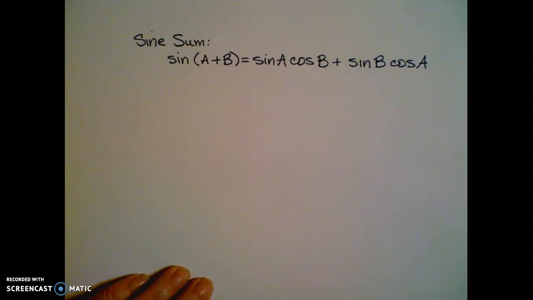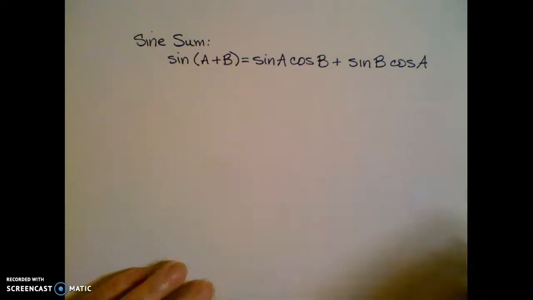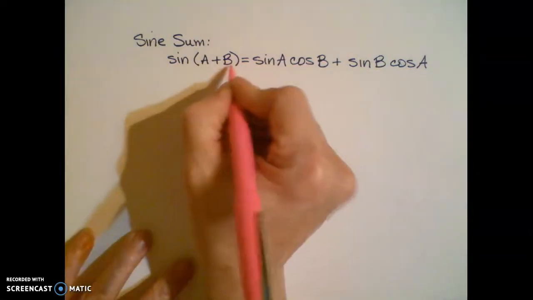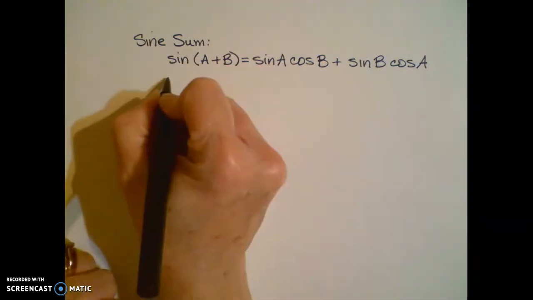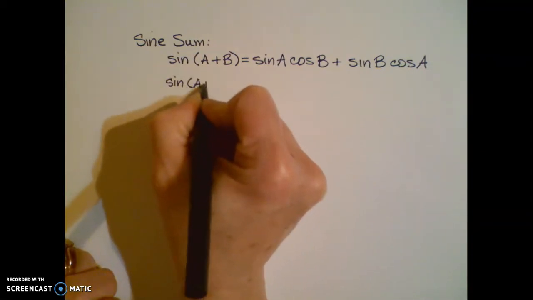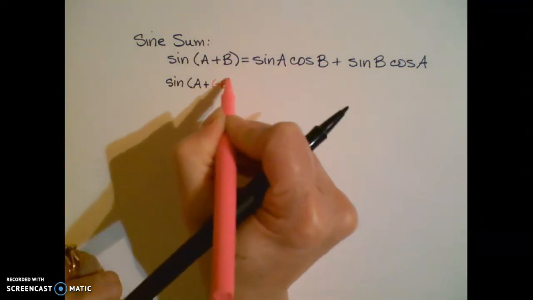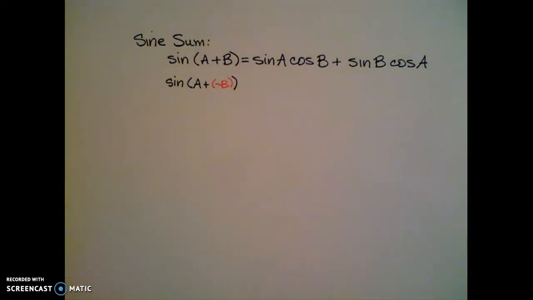Now, what we want to look at is how does that change if we're trying to look at a difference? What if it were the sine of the quantity A minus B? Well, that's as simple as substituting in place of this B, the opposite of B. So where we have the sine of the quantity A plus B, this is now going to become the sine of the quantity A plus the opposite of B. So anywhere that we had a B before, we're now replacing it with the opposite of B.